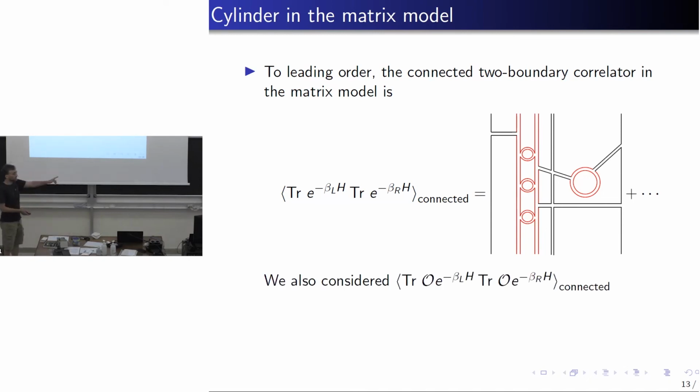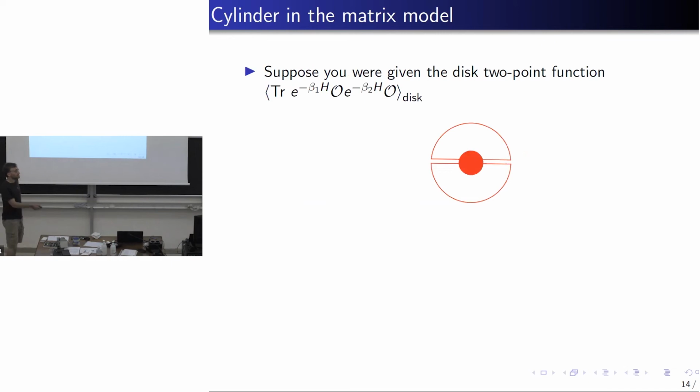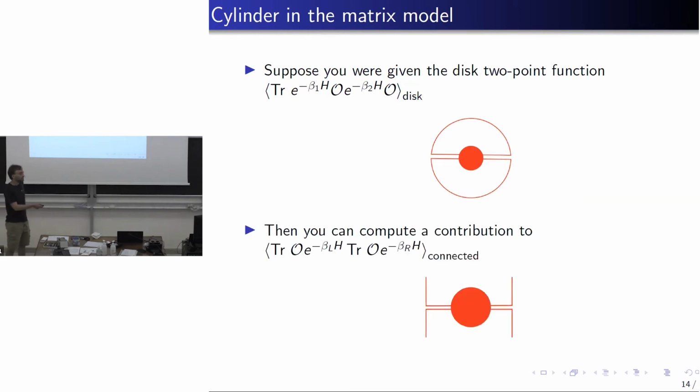Oh yeah, I should also say we also considered inserting an operator on each boundary. And that's actually what I'll talk about right now. So let's say someone gave you the disk 2-point function. Here I put the red blob because we're considering an interacting model. This means that this red blob, with these two red lines, is a function of two energies. And so all we have to do is take these two single lines and connect them to each other in the other way to get something that has the topology of the double trumpet or the cylinder.